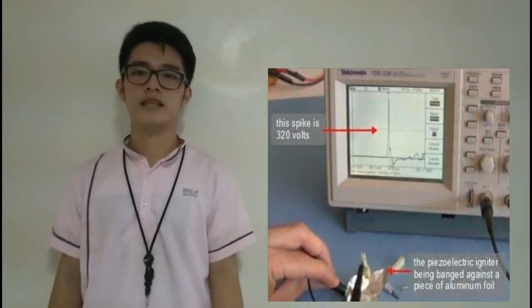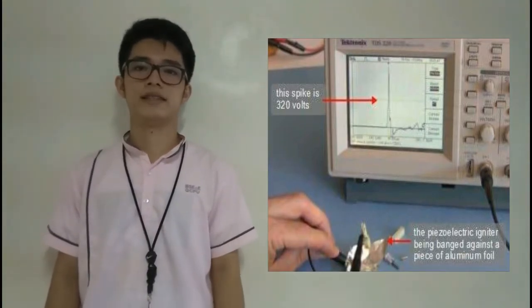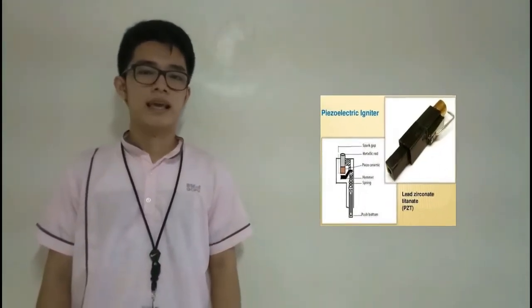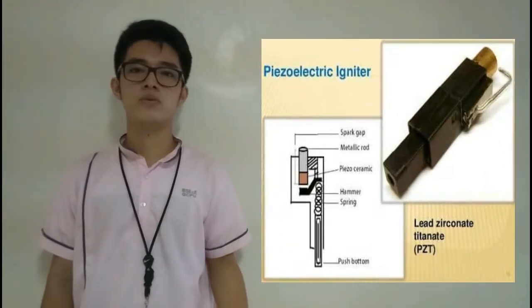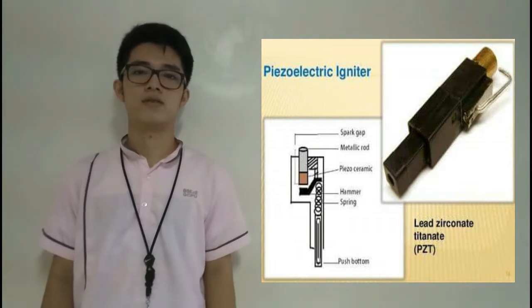The piezoelectric igniter, also known as the spark generator, creates a high voltage or electromagnetic energy. The electromagnetic energy is created when two crystals, such as quartz and certain ceramic, collide with each other. Inside the igniter are two crystals. One is attached to the hammer and one is fixed. When we press the piezoelectric igniter, the two crystals collide with each other and create electromagnetic energy.